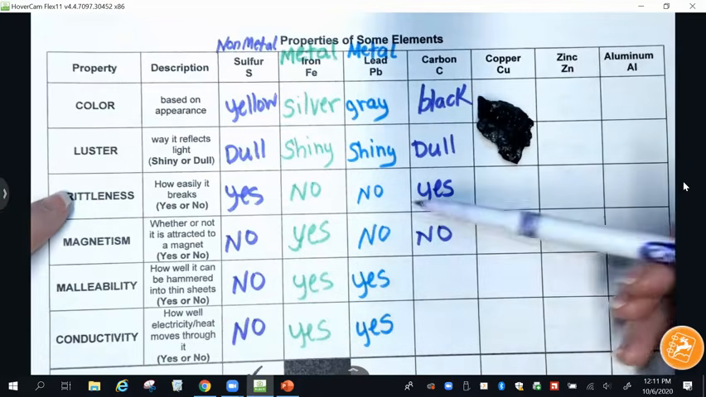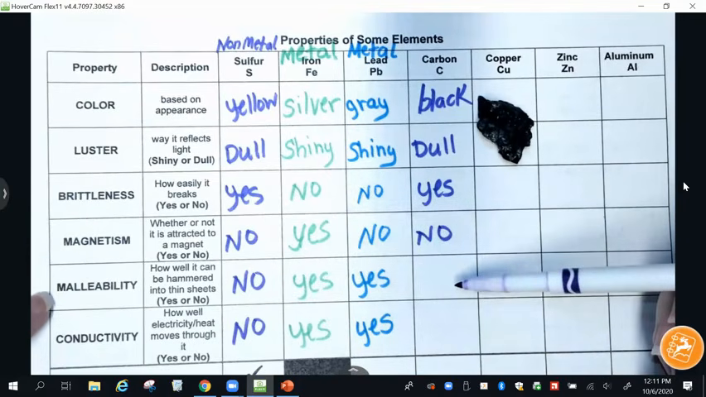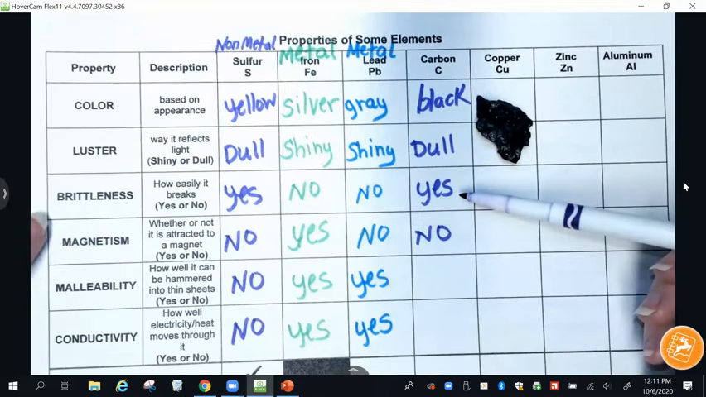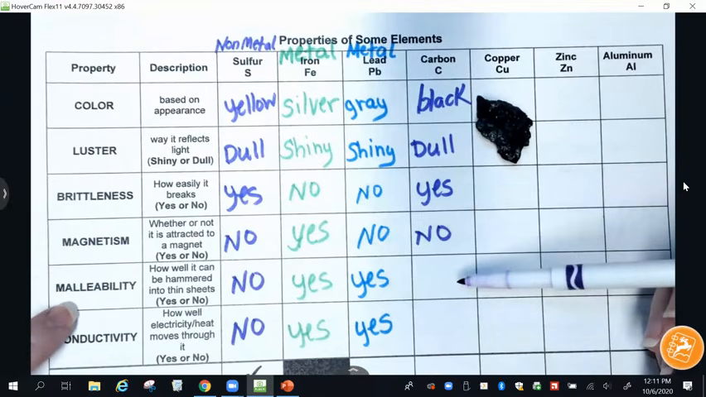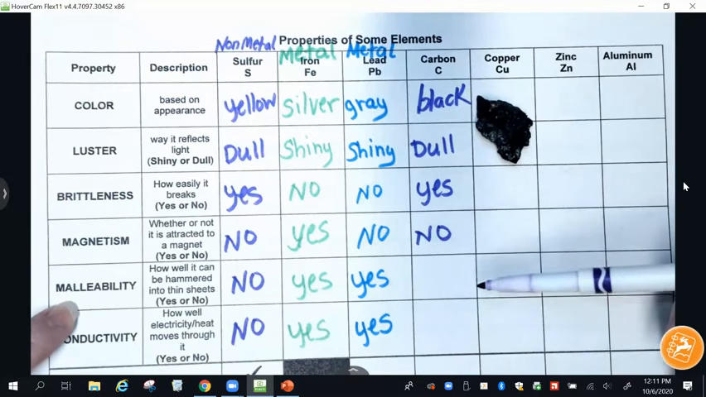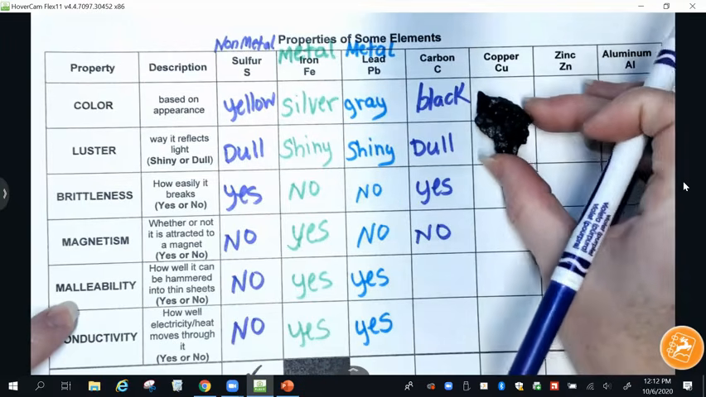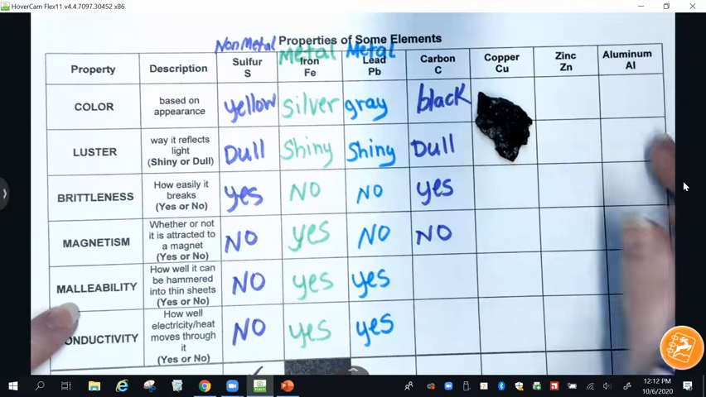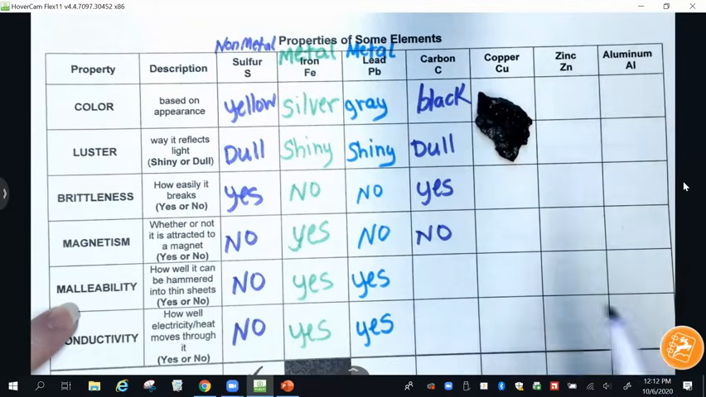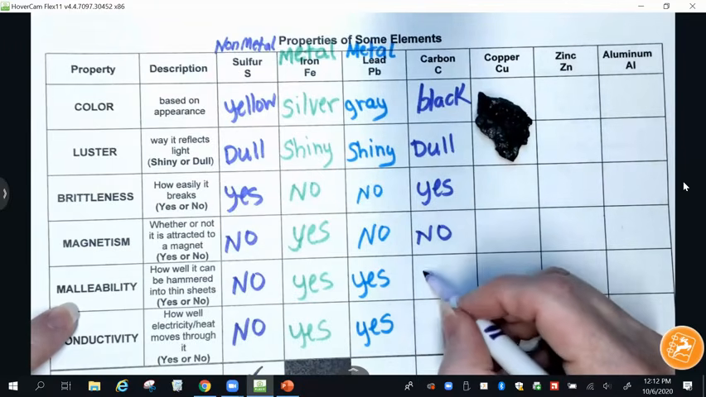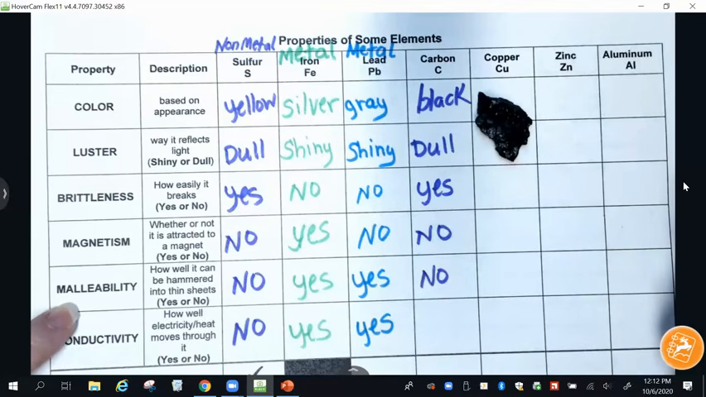Remember, look at your brittle, and that will help you figure out malleable. So if we said, yes, this is brittle and it's going to break easily, would it be malleable? No. Malleable means you can make it into a thin sheet. If this can break easily, then I won't be able to make it into a thin sheet because it would break when I try to hammer it. It would break. So for malleability, we say no.